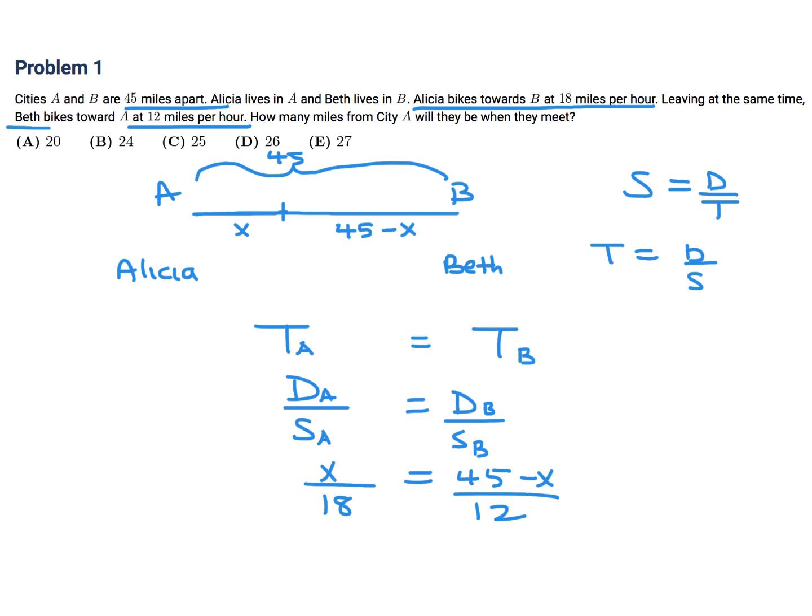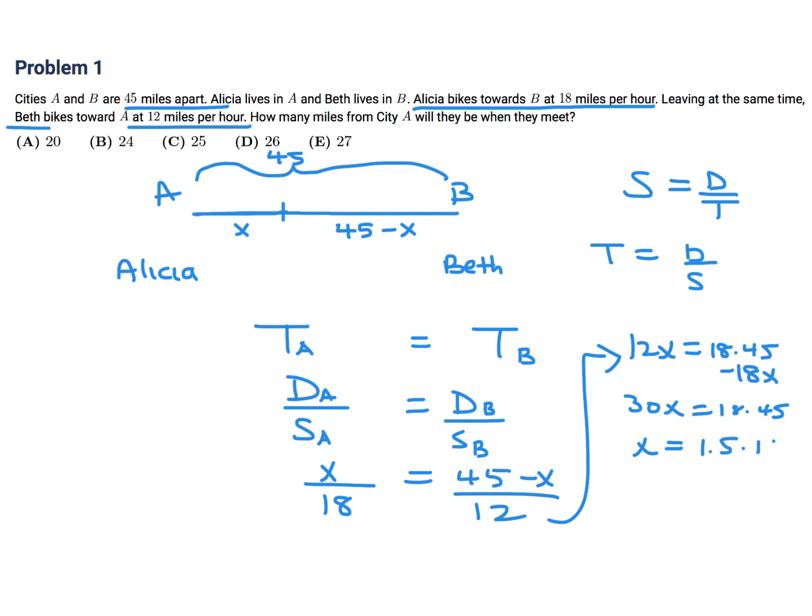That's the math. And if you cross multiply here, you'll get 12x is equal to 18 times 45 minus 18x. So that means 30x is equal to 18 times 45. So x is going to be 1.5 times 18, and that's 27. So x is 27, and that is choice E.